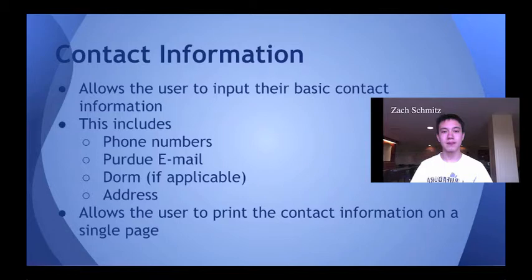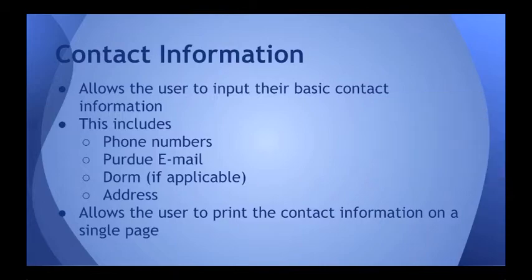Hi, my name is Zach Schmitz, and I will be telling you about the contact information part of our GUI. This part of our GUI allows the user to input their basic contact information, and this includes their phone numbers, their Purdue email, their dorm, if they live in a dorm, and their address. This also allows the user to print the contact information of every single team member on a single page.